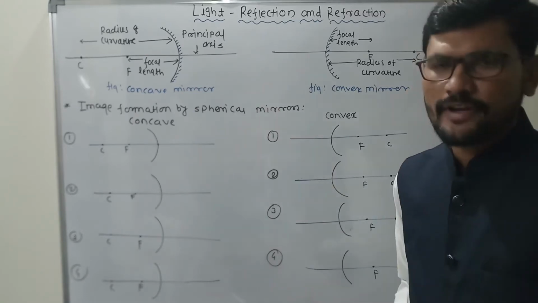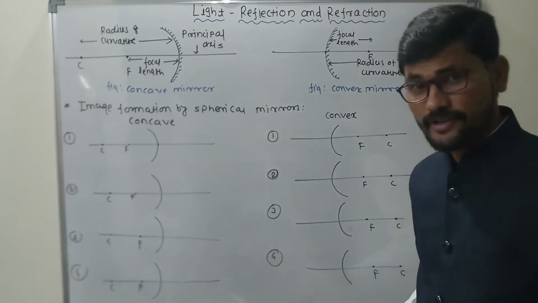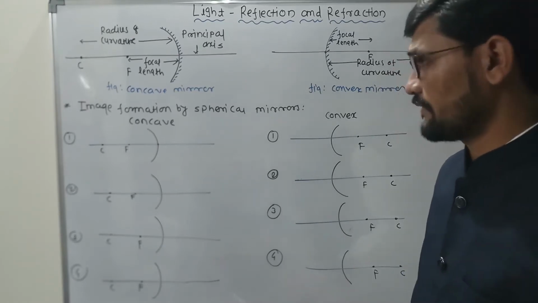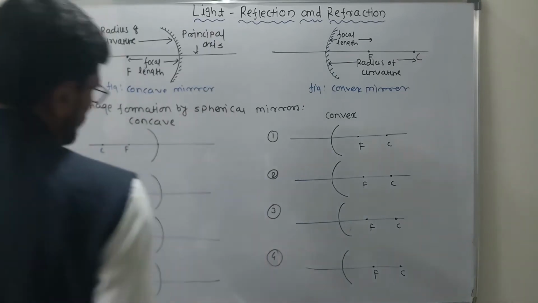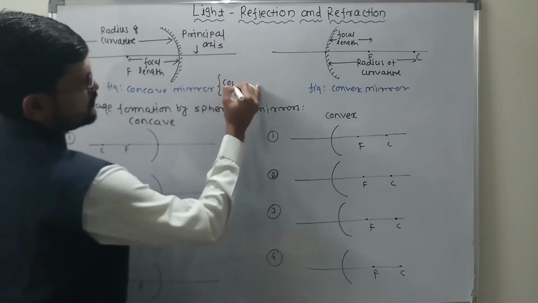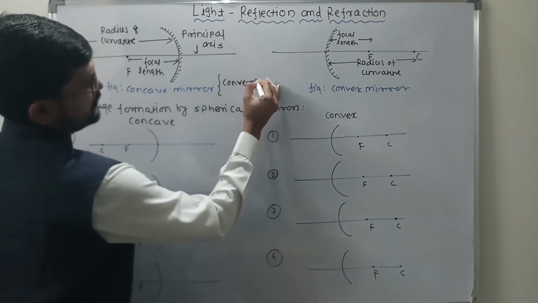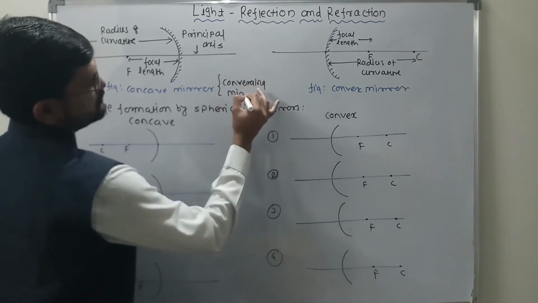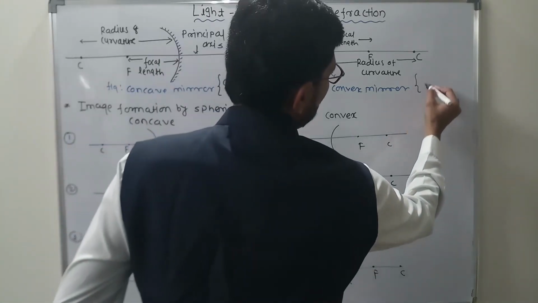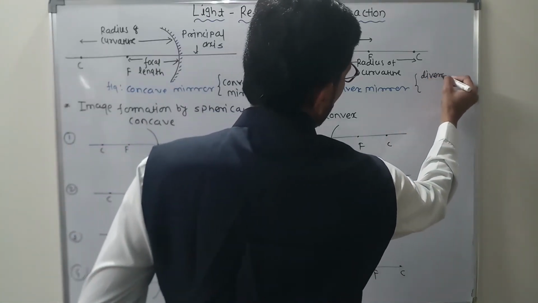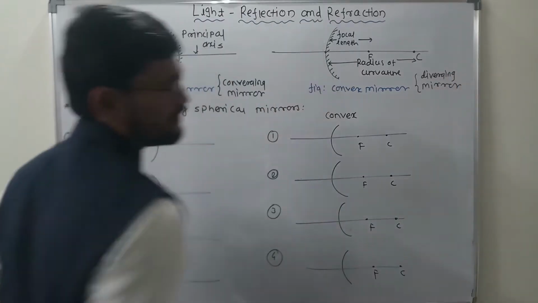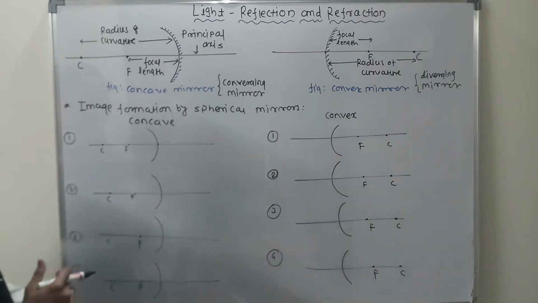Now related to the spherical mirrors, we do understand some of the important terms which are related to the spherical mirrors, as it is concave or either the convex mirror. But for your knowledge, this concave mirror is also called as the converging mirror. Why it is called a converging mirror, I will tell you later on. But you should remember that, and this convex mirror is always called the diverging mirror. Please remember this.